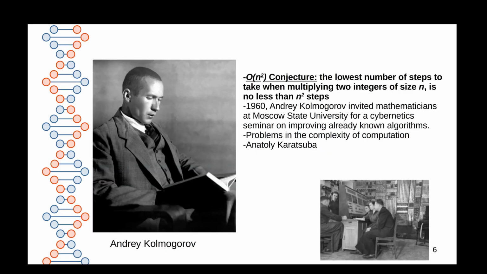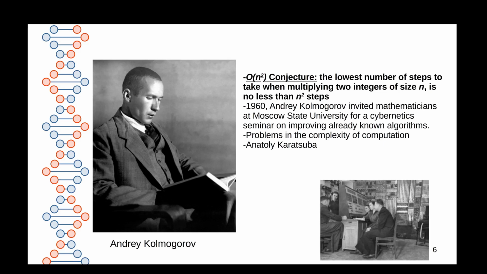By now, you might have started to pick up on a pattern with our two algorithms. So far, the lowest number of steps to take when multiplying two integers of size n is no less than n squared steps. For a while, it was believed there is no faster way to do multiplication. In 1960, Andrei Kolmogorov, an at the time Soviet mathematician, called this problem the O(n) squared conjecture.